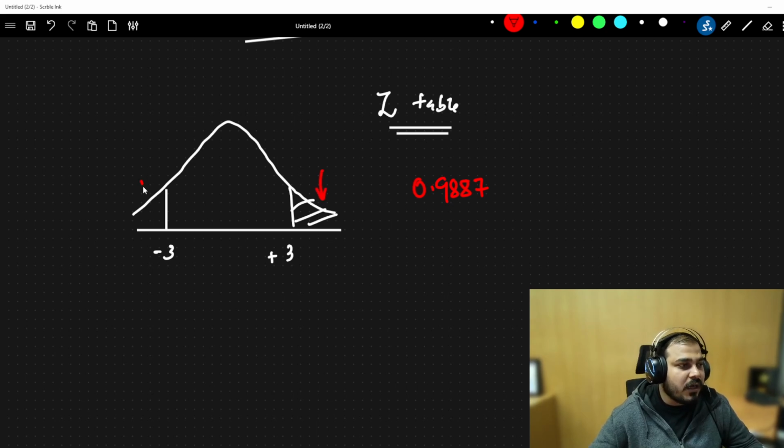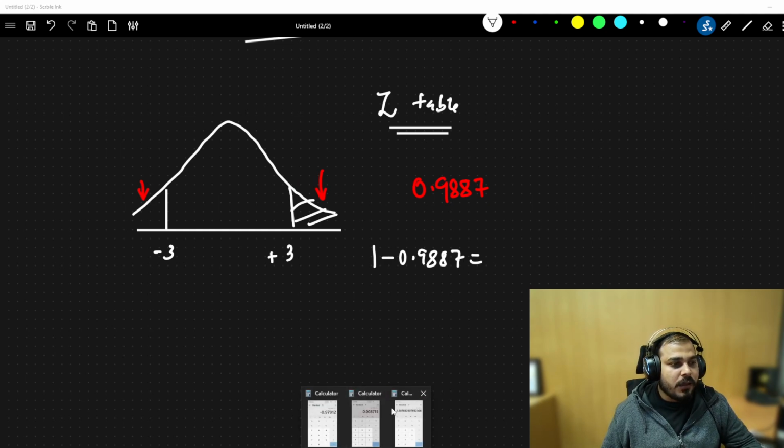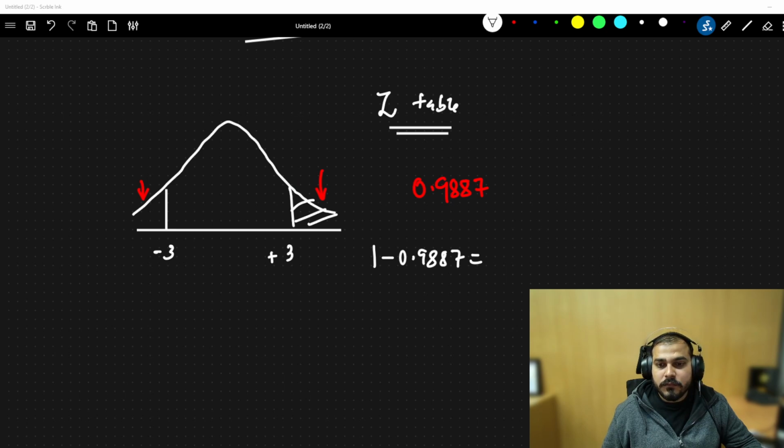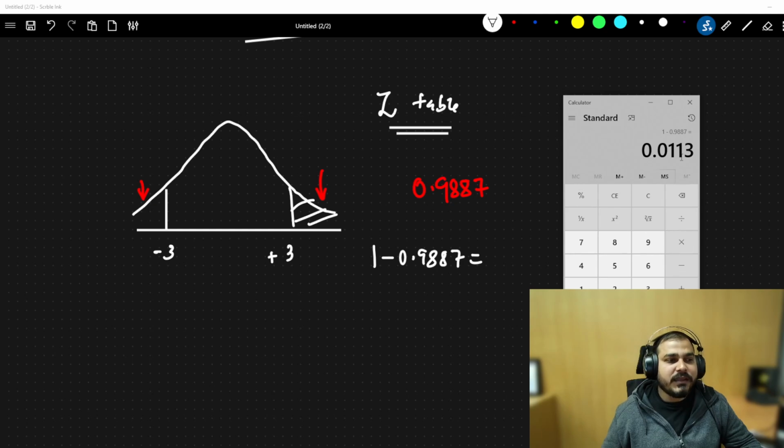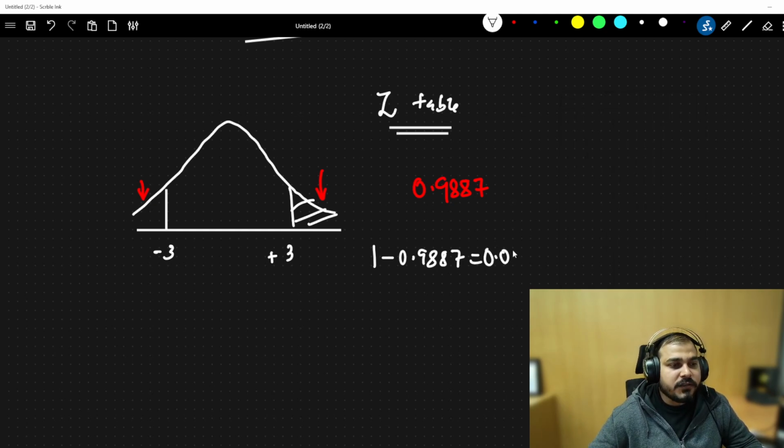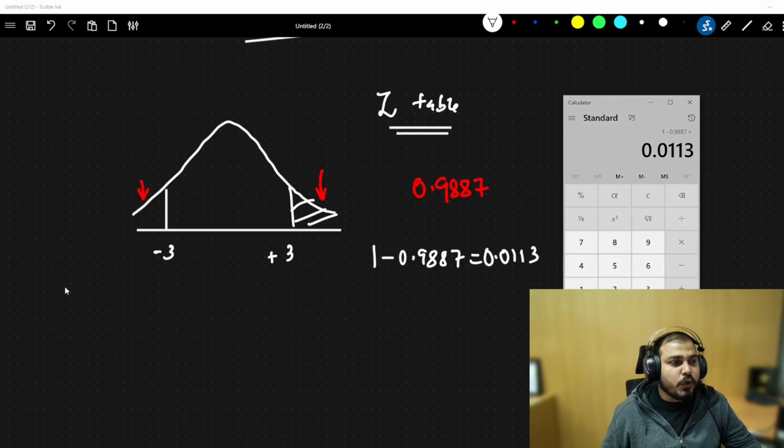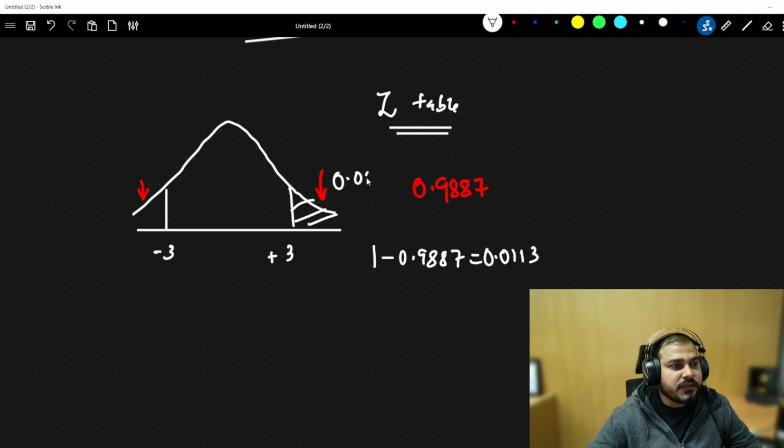Now, how much should the curve belong here and here? I need to find out the area under this. So I will subtract 1 minus 0.9987. So I am basically getting 0.0013. But understand, since this is a two-tail test, I have one tail over here, one tail over here, so this should be equally divided. If I divide by 2, I will be getting 0.005. Okay, so let me see again.